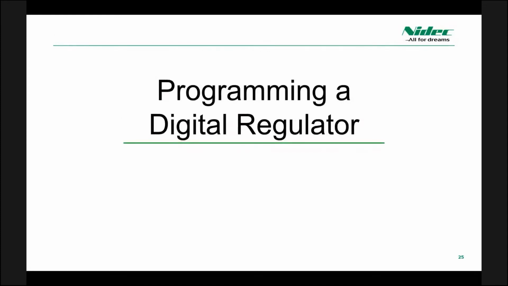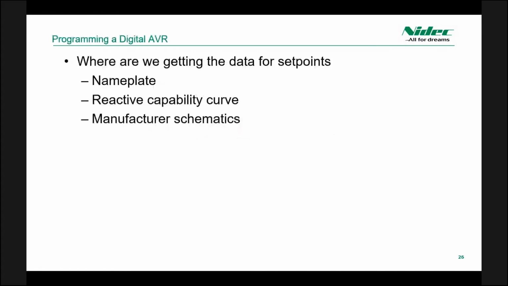Now I'll show you where to find the information for determining the various set points used for a voltage regulator. The nameplate that comes with your generator provides a majority of the necessary information. The reactive capability curve should be available to you if you request it from the manufacturer. The manufacturer schematics should be available to the user by request if the unit did not already come with them.